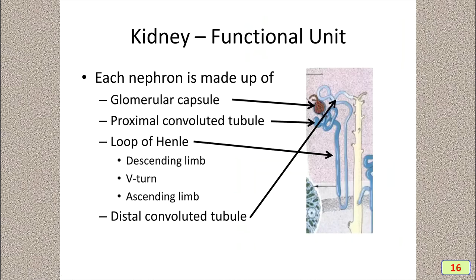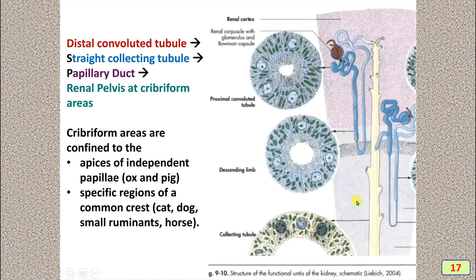So, coming to the kidney as a functional unit, it has the nephron, just like the neuron. In the kidney, the basic cell is the nephron. It contains the glomerular capsule, then the proximal convoluted tubule, and the loop of Henle. The entire structure is called the loop of Henle, and it has a descending limb, a U-turn or V-turn, an ascending limb, and the distal convoluted tubule. The proximal and distal tubules are followed by the collecting duct.